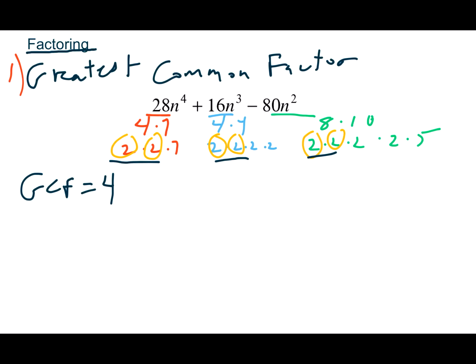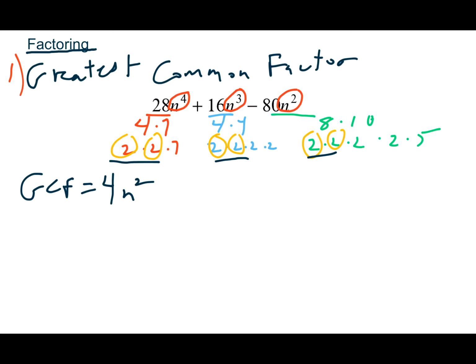And then when I look at the variables, you look at n to the 4th, n to the 3rd, n to the 2nd. The part that becomes the greatest common factor is the term with the smallest power. So the greatest common factor here is going to be 4n squared. And again, hopefully this is a review and you've seen this before.